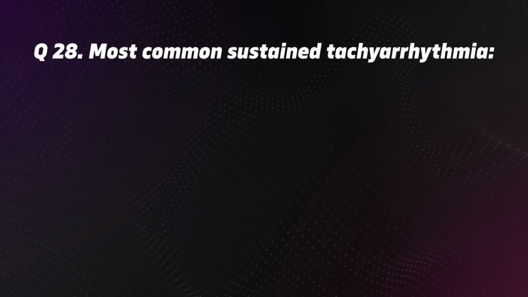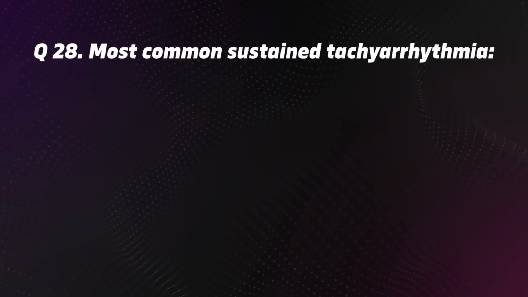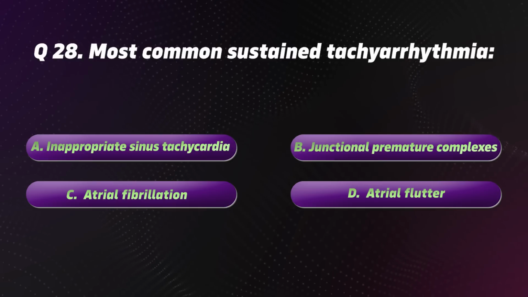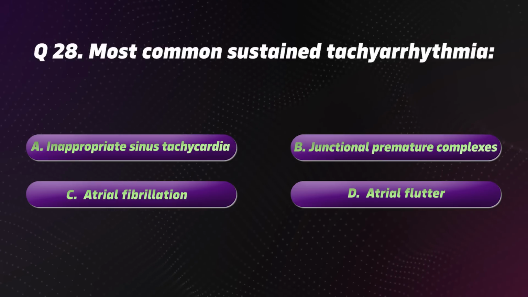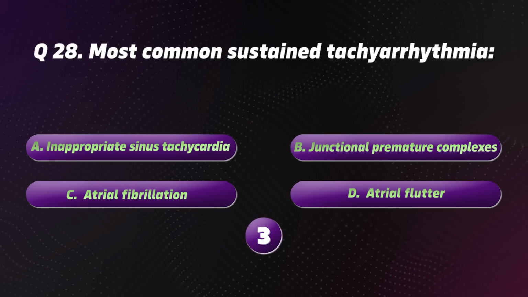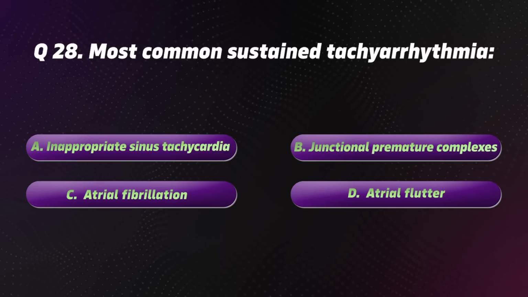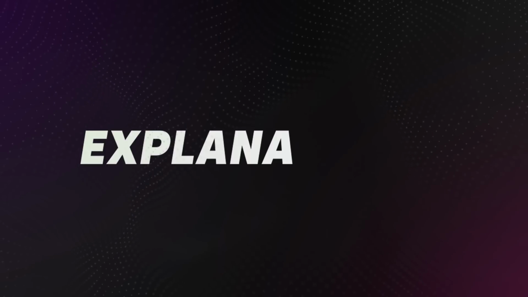Question 28. Most common sustained tachyarrhythmia. Here are the options. A. Inappropriate sinus tachycardia. B. Junctional premature complexes. C. Atrial fibrillation. D. Atrial flutter. And the correct option is C. Atrial fibrillation. Here is the explanation.